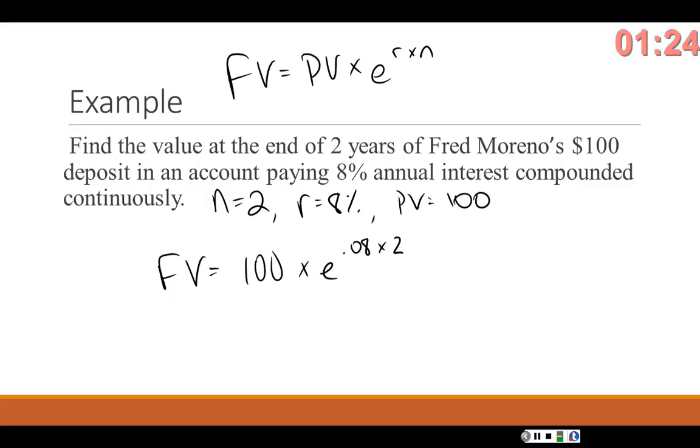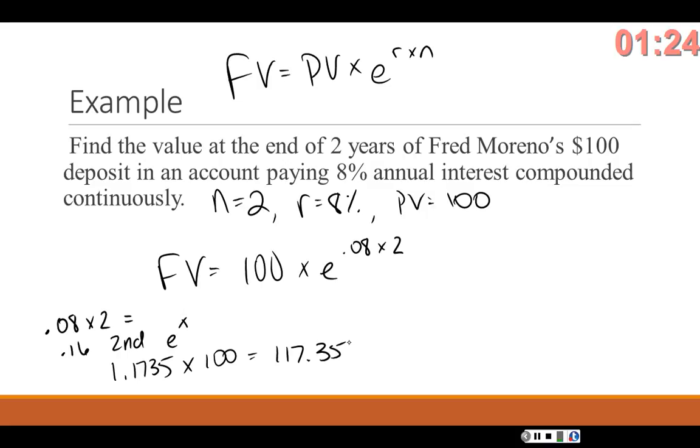So if we're putting this into our calculator, the steps that we would take, if you have a financial calculator: if you have a graphing calculator, you can type it in exactly the way it looks and it'll work. But if you don't, you would type in 0.08 times 2 equals, that would be 0.16. Then you need to push the second button and the e to the x button, which is above the natural log button. And that will give you 1.1735, and you multiply that by 100 to give you $117.35. And I'll show you.